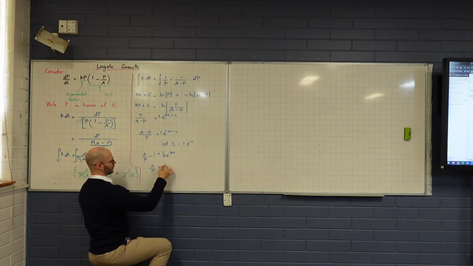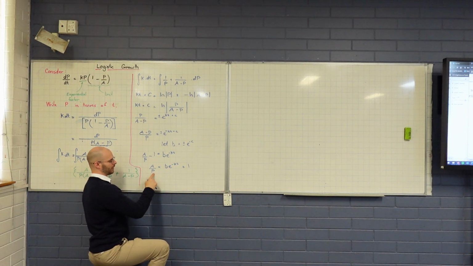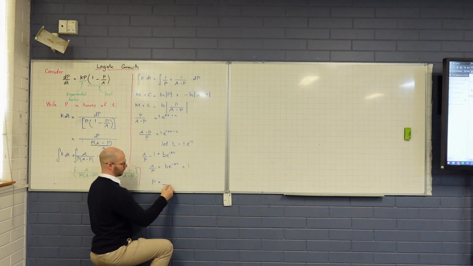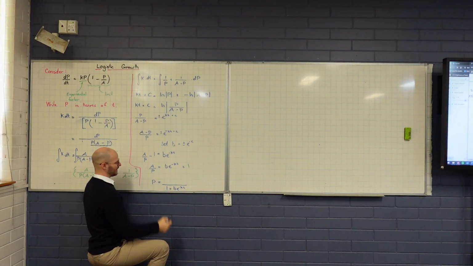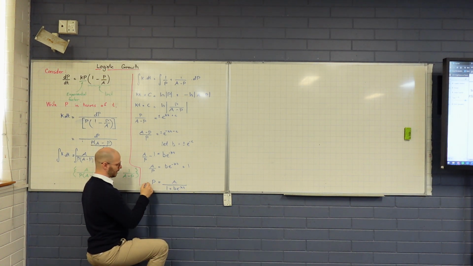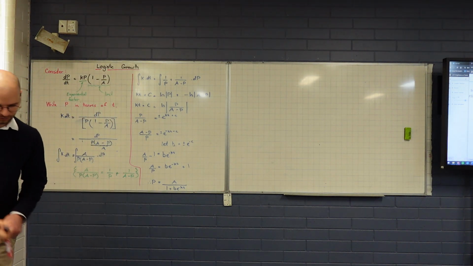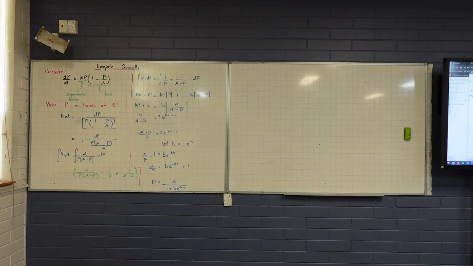Yep, that's right. And then we want to write it in terms of p, so we're going to flip it all upside down. And then we simply multiply it by the a. And lo and behold, there is your logistic growth model in terms of P and T. Any questions?